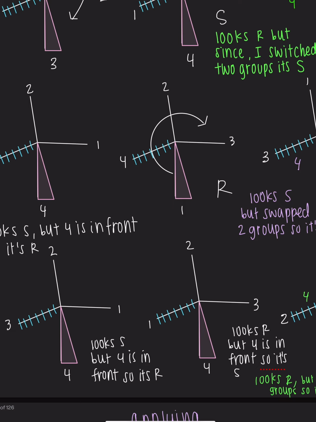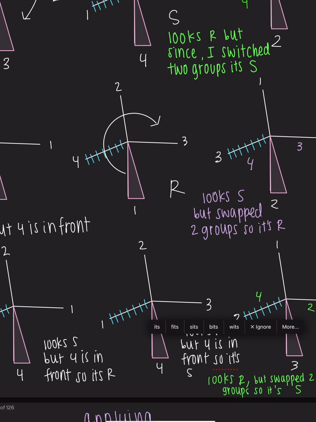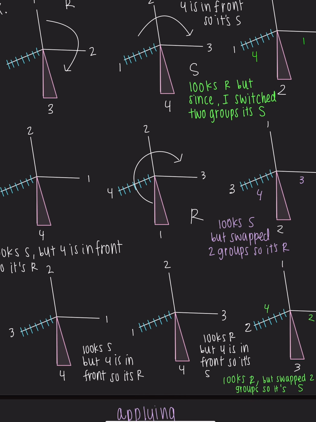Okay, we're at the home stretch. You have 1, 2, 3, 4. It looks like it's going to be an S, but the 4 is in the front, so it's an R. Then you have 1, 2, 3. It looks like an R, but the 4 is in the front, so it's an S. And then you have 1, 2, 3, 4. You have to swap, because remember, 4 is not anywhere. So swap 4 and 2. It looks like it's going to be R, but you swapped the groups, so it's an S. And that makes it super easy.